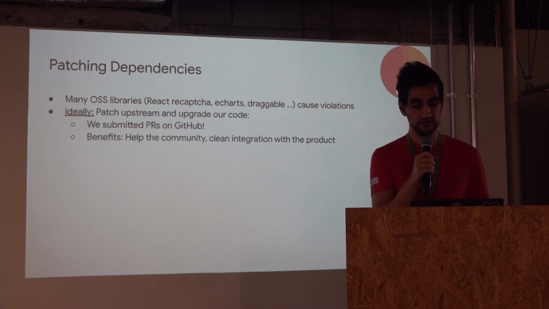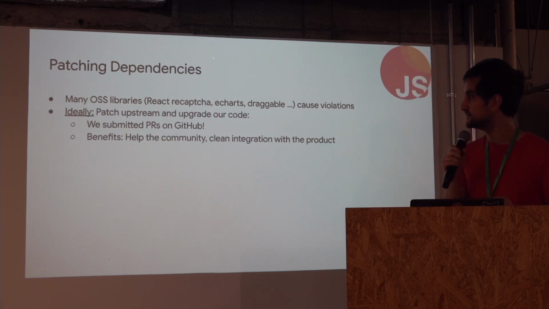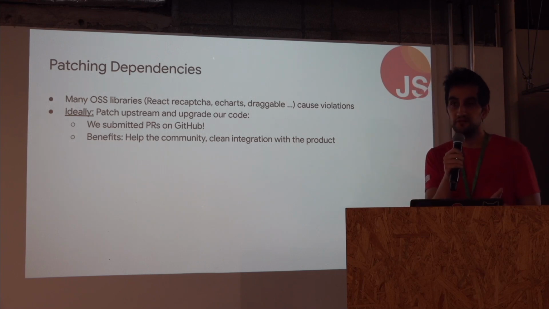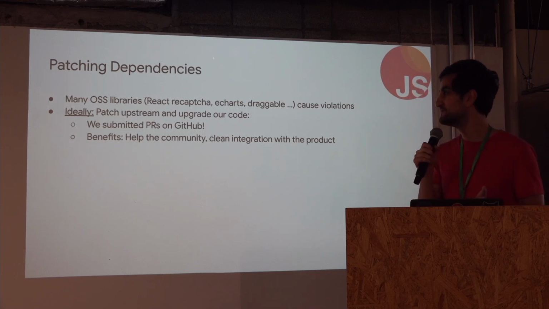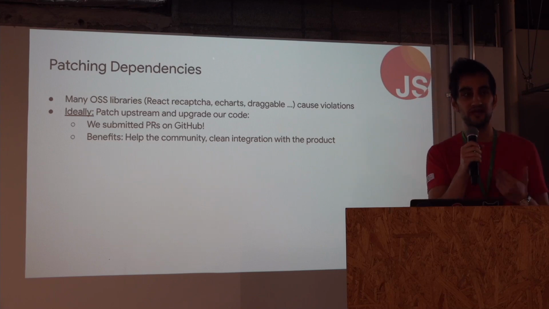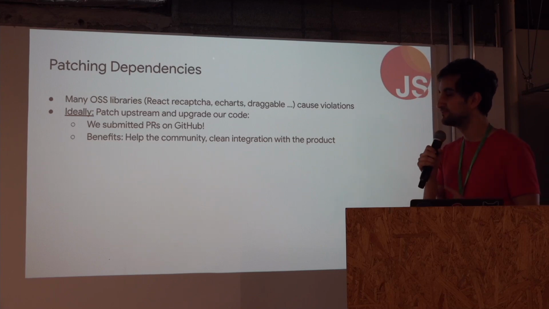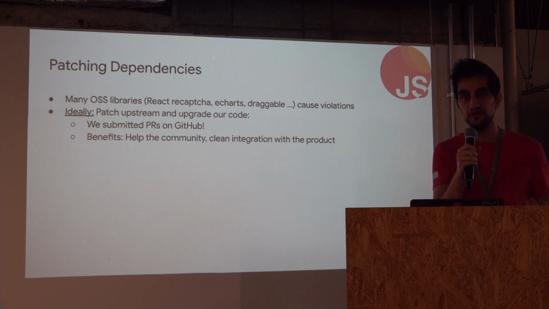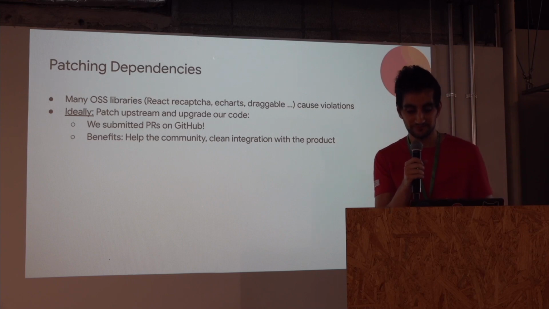And so the ideal use case is if you can patch it upstream. We have the code on GitHub, so just submit a PR is what we always do. The benefit of that is obviously you're helping everyone by patching the violation, so it's kind of a community work by making all these libraries trusted types compatible. But it also allows a cleaner integration into your own app, because then you only have to upgrade your dependency to benefit from the patch.